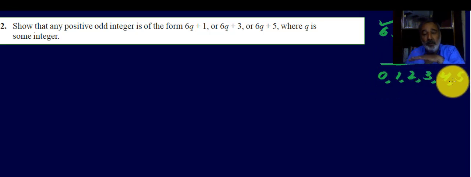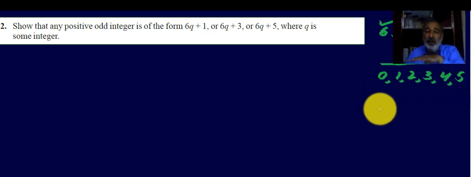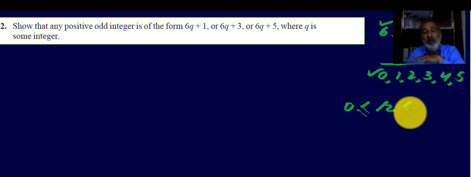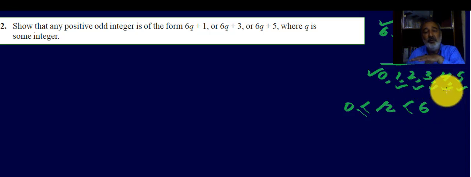क्या रिमाइंडर 6 हो सकता है? No. कौन सी कंडीशन थी? r की वैल्यू 0 या 0 से बड़ी हो. आई हैव टेकन 0 एंड it should be less than 6, not equal to. So less than 6, numbers are 1, 2, 3, 4 and 5. I think it's clear to you.